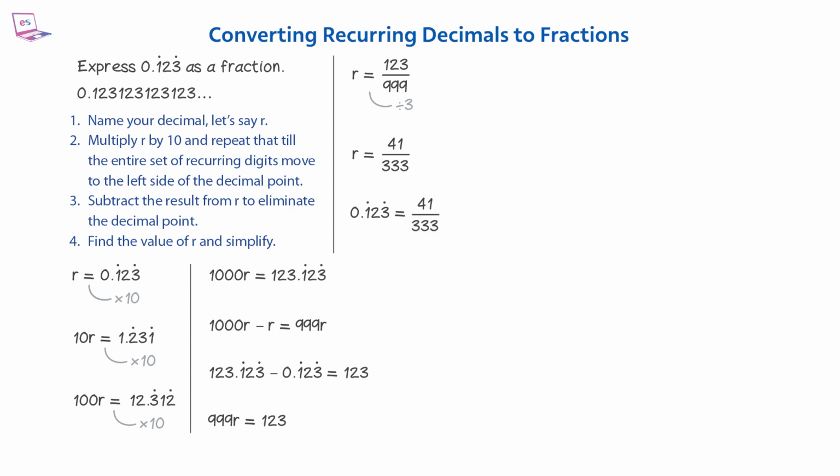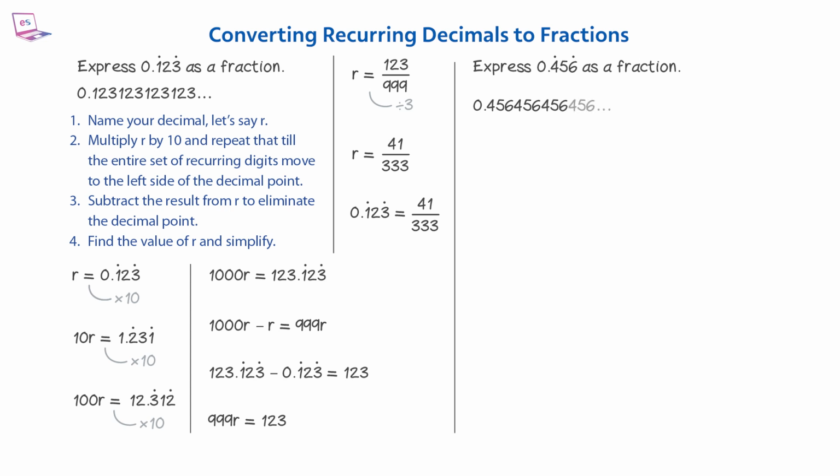Does the method look difficult? Let's look at one more example to understand it better. Express 0.456 recurring as a fraction. Two dots are placed in the recurring decimal, which means that everything from the first to the second dot is repeated. That is, the number 456 is recurring and the decimal is 0.456, 456, 456.